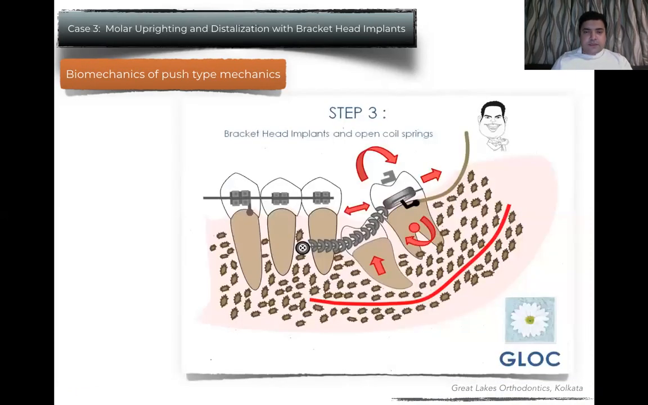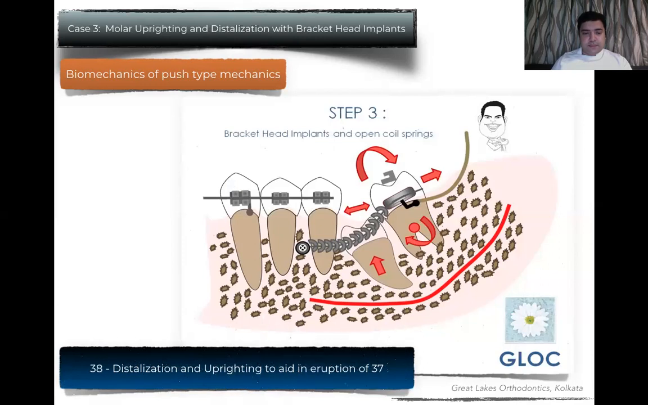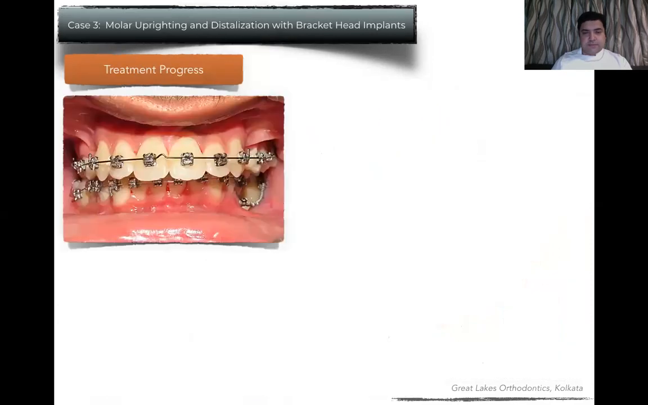When that happened, some amount of eruption had happened and further space was required, and there was no other option to place the screw. So we went ahead with push mechanics. In this push mechanics, we used a bracketed implant, and then we used a compressed coil spring to upright and dislice the 38 further, so that we can create enough space for the 37 to come in line. So that's uprighting and dislicization that's going to happen with the bracketed implant. This is the push type of mechanics.